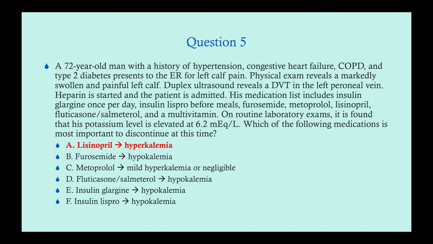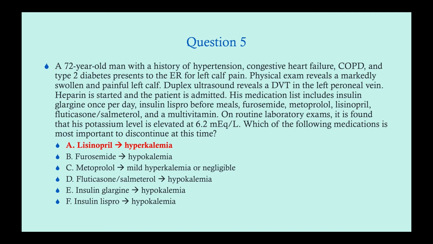But salmeterol causes you to pull potassium into your cells from your blood. And so that would cause a hypokalemia, even though your body potassium level is staying the same. And then insulin, glargine, or Lispro, they're both insulin, same story. So with insulin, you stimulate a sodium-potassium ATPase, pulls potassium into your cells. So anytime you give insulin, we're worried about the potential of dropping the potassium.